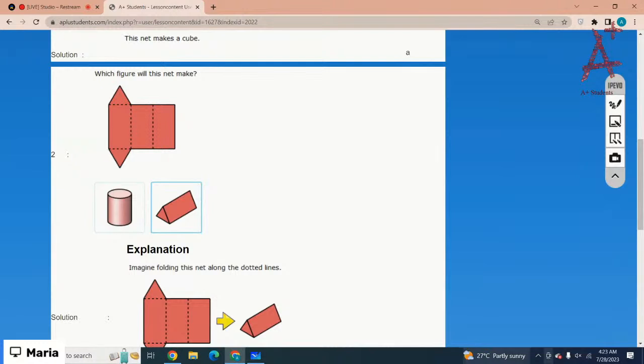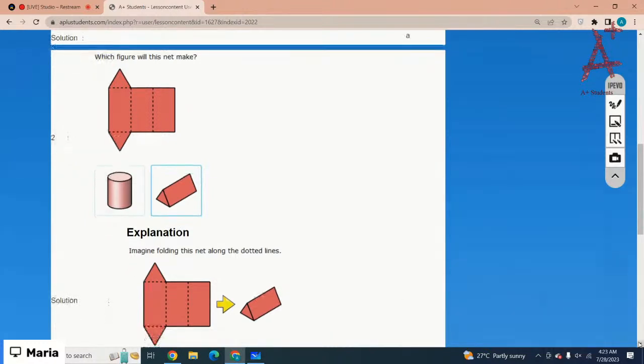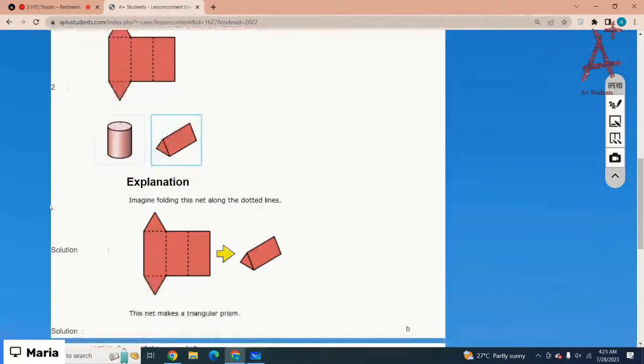The correct option is, if you fold the image along the dotted line, it will make this shape with the triangles. You can just look at the shape and you can see here you have triangular faces. That means this is the correct option. Got it? That would be a triangular prism.